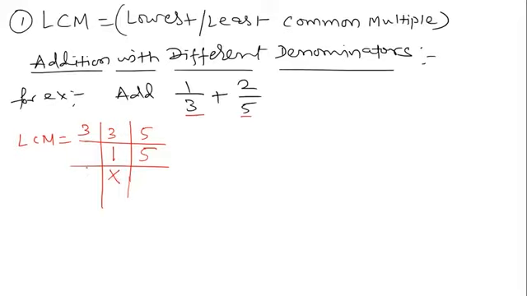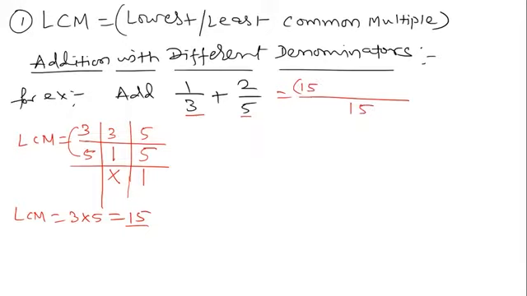So I put here a cross. For our convenience, for our understanding, I put here a cross. That means in this column you have to do nothing. So I write here 5, 5 ones are 5. LCM is the multiplication of these two numbers. So LCM is equal to 3 multiplied by 5 is equal to 15. So this is our new denominator. When you find this LCM, this is called the new denominator. I write here 15.